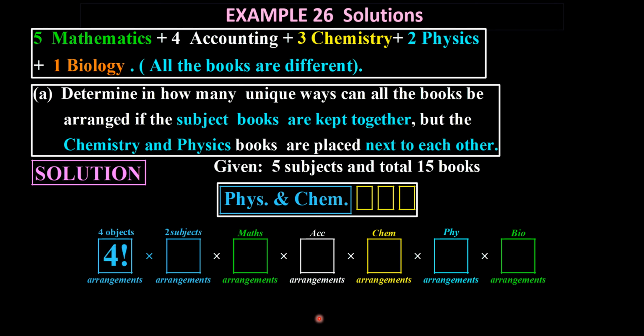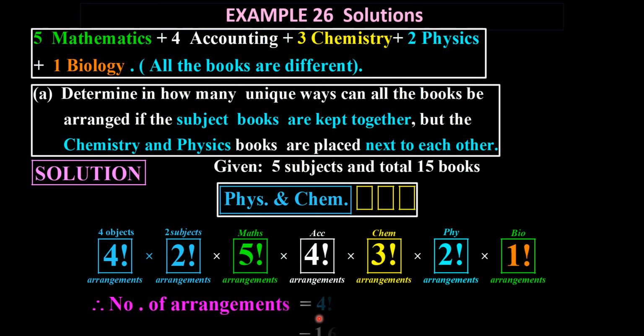There are 4 objects that can be arranged in 4 factorial. They're different. 2 subjects, and 2 different subjects is 2 factorial. Maths books, 5 different maths books, 5 factorial. 4 accounting books, they are different, 4 factorial. 3 chemistry books, 3 factorial. 2 physics books, 2 factorial. 1 biology book, 1 factorial. So I just find the product, and the product there, as you can see, is quite a large number.